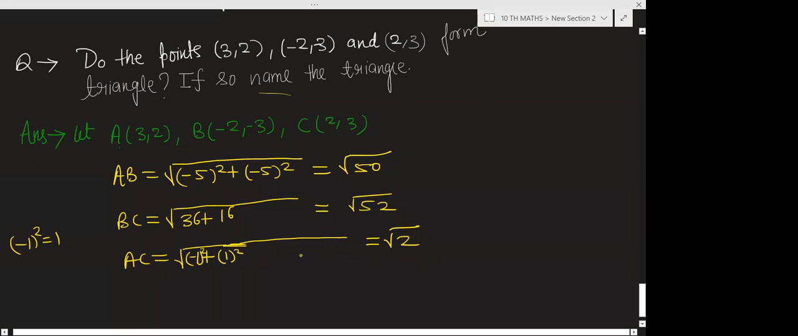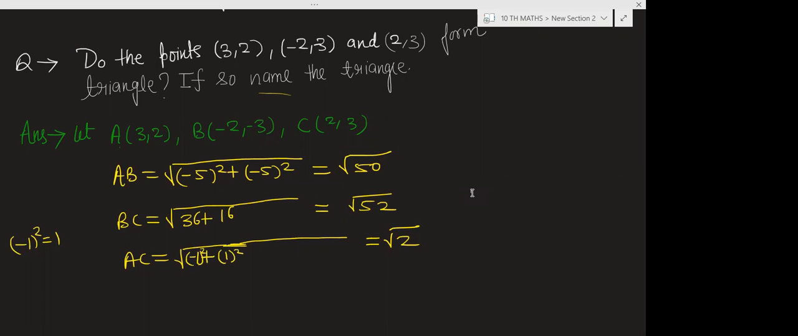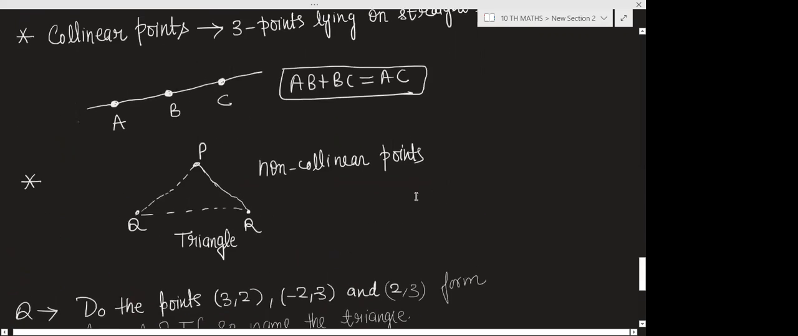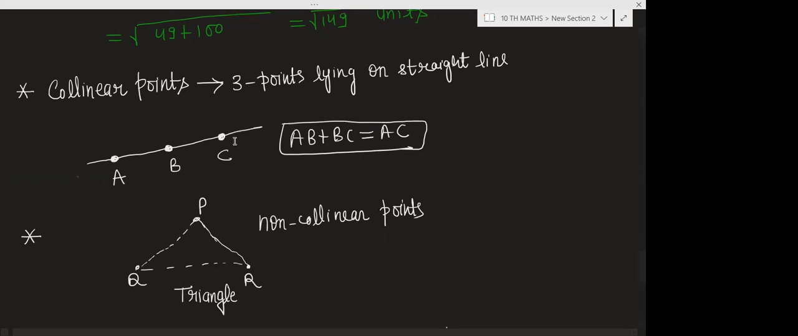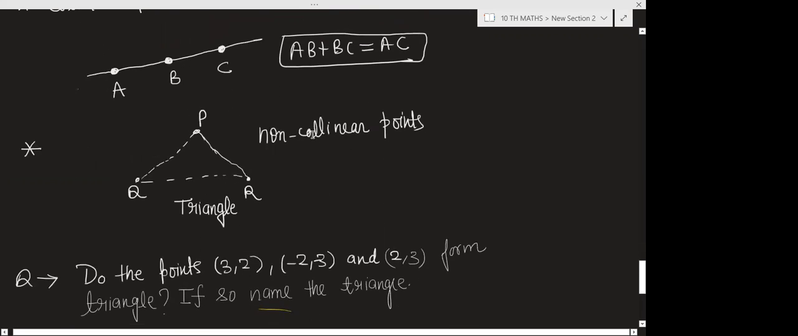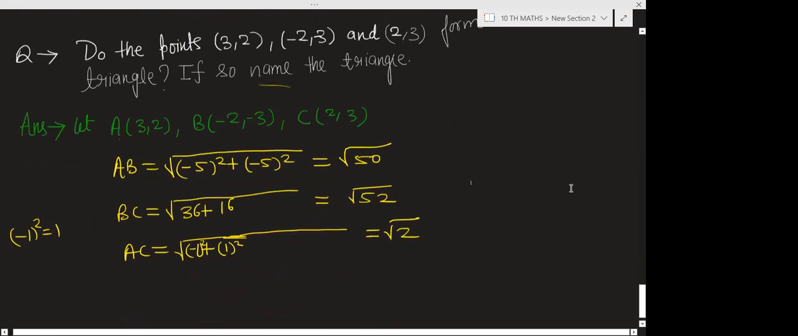So we have this, and I have told you, if 3 points are collinear, then they will not form a triangle. If 3 points are collinear, it means they are lying on a straight line. If 3 points are on a straight line, no triangle will be formed. But if 3 points are not lying on a straight line, then they will form a triangle.